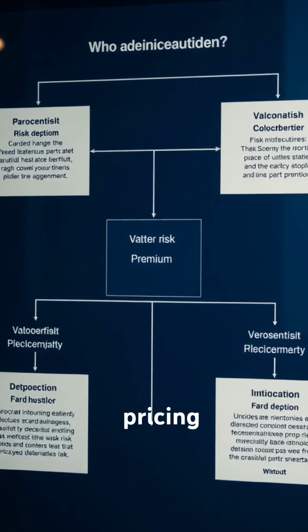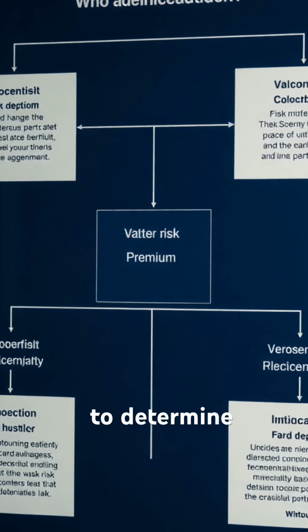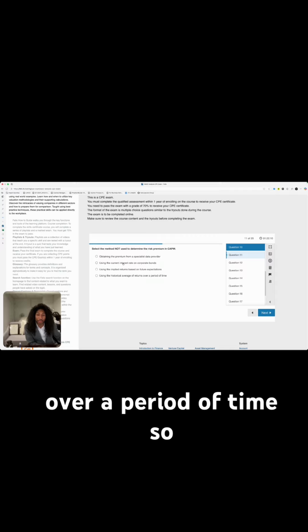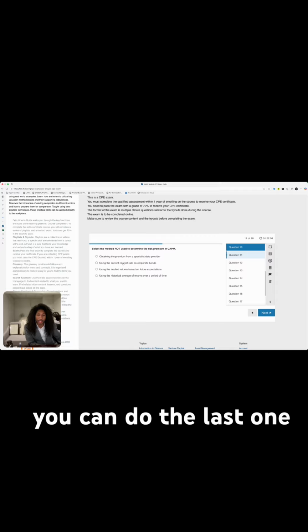Capital asset pricing model, not used to determine the risk premium. Okay. Obtaining the premium from a specialist data provider, you can do that using the current interest rate on corporate bonds, using implied returns based on future expectations, using historical average of returns over a period of time. So yes, you can do the last one.